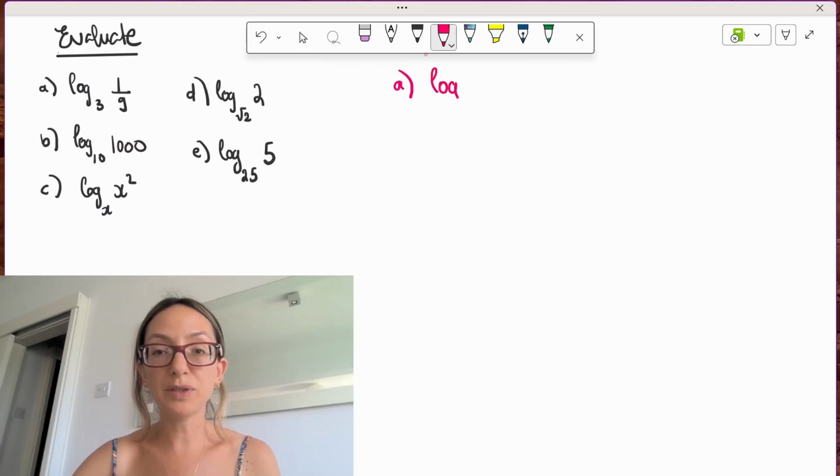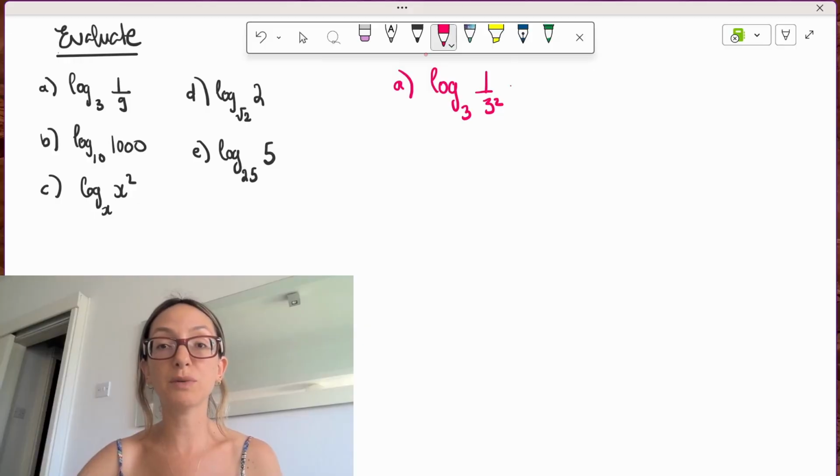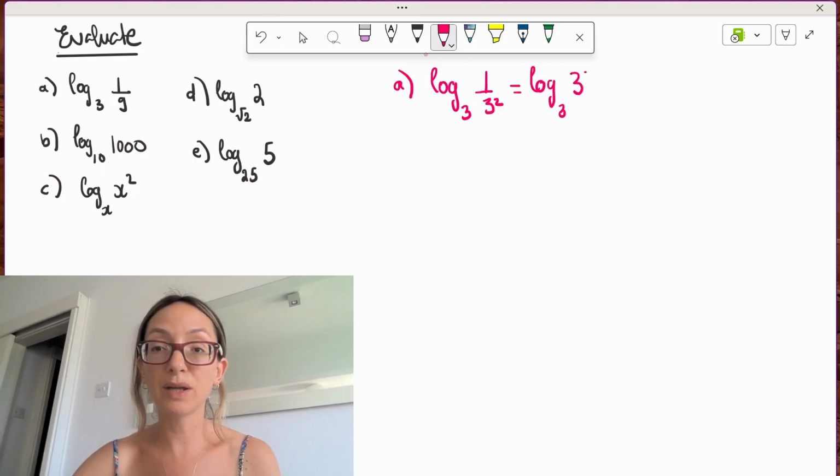So let's start with the first one. So 1 over 9, let's start step by step. 9 is 3 squared, so we can rewrite this as 1 over 3 squared. And now if we want to put the 3 at the numerator, all we have to do is change the sign of the power. So we get 3 to the power of minus 2. And now the answer is simply minus 2.